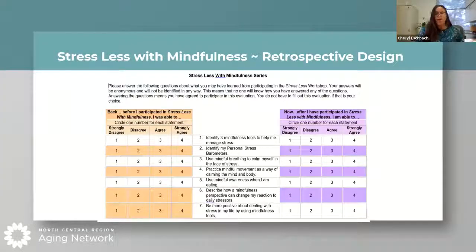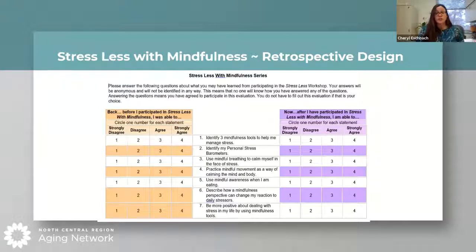Here's an example of a retrospective pretest design that we use at MSU Extension for a program called Stress Less with Mindfulness. It is a series program. It's 5 lessons over several weeks. And this is from our social emotional programming. And you can see the 7 items are collected in the middle. These are the objectives of the program. Basically, can they identify 3 mindfulness tools to help them manage stress?